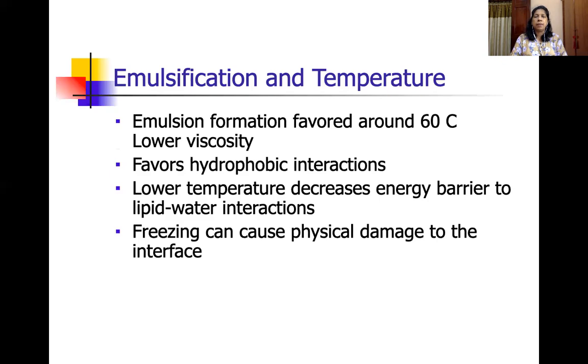Emulsification and temperature also have a very good relationship. Emulsion formation is favored around 60 degrees with lower viscosity, but at high viscosity it is getting a high viscosity and low temperature. Actually, low does not mean a very low temperature; it gives a very good interaction. That means you can get a very stable emulsion. It favors hydrophobic interaction, and lower temperature decreases the energy barrier to lipid-water interaction, and freezing can cause physical damage to the interface.